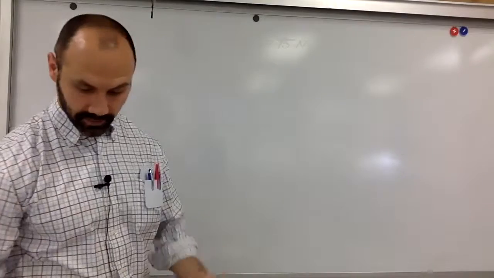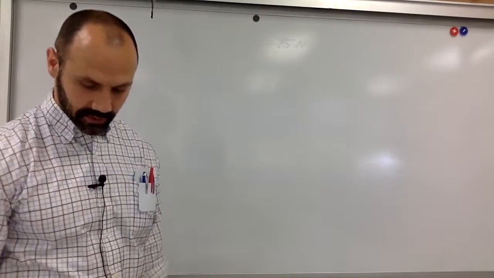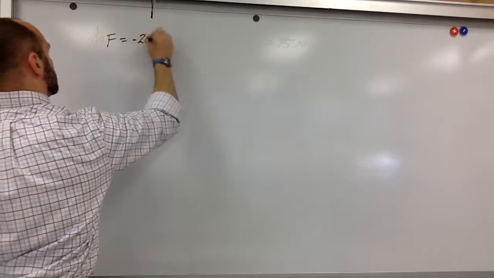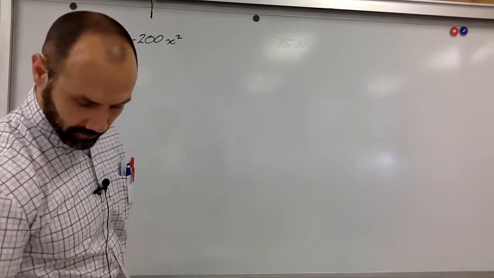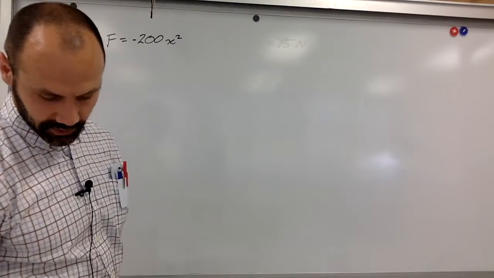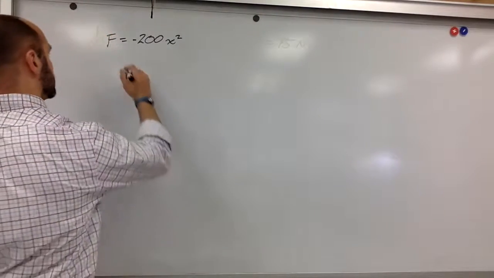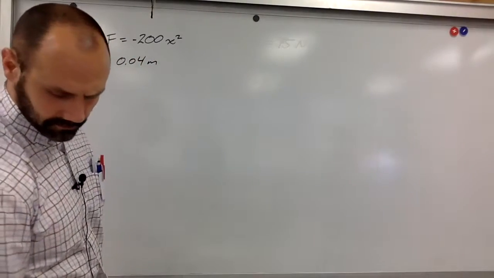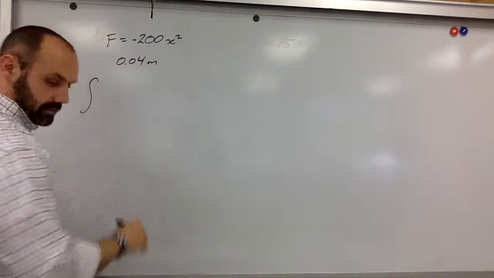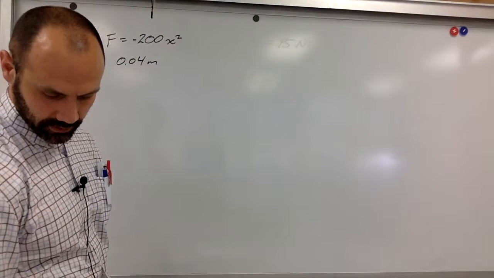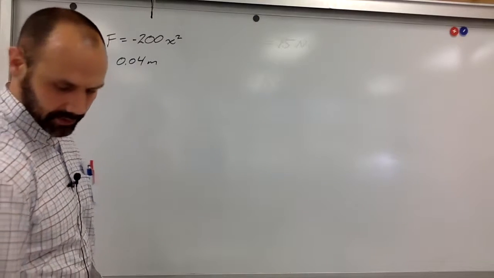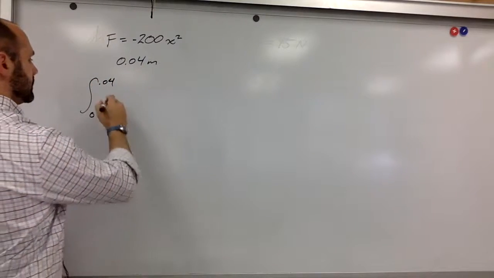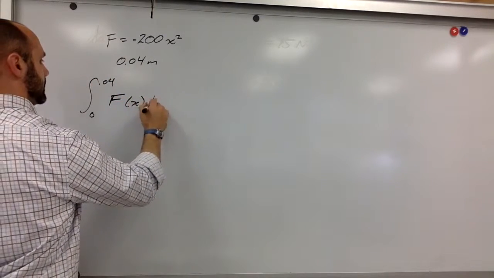So if the restoring force is given by this function, F equals negative 200x squared. All right, let's write that down. What work is done by an applied force that stretched the spring from equilibrium to 4 centimeters? So going from 0 to 0.04 meters. All right, so we're doing an integral, and we're looking for the work done by the applied force. So we're going to go from 0 to 0.04. We're looking at F as a function of x, dx.